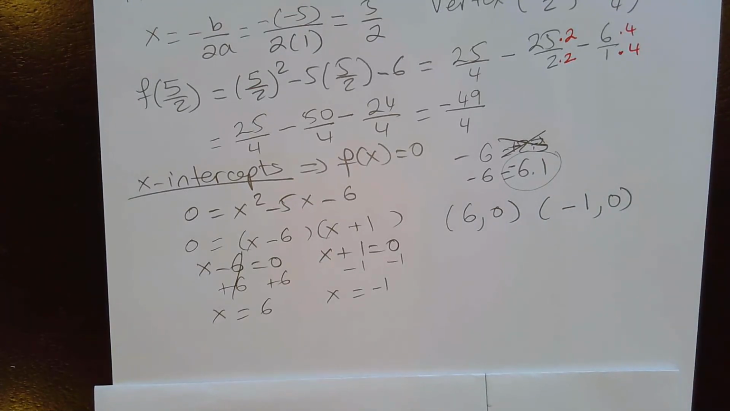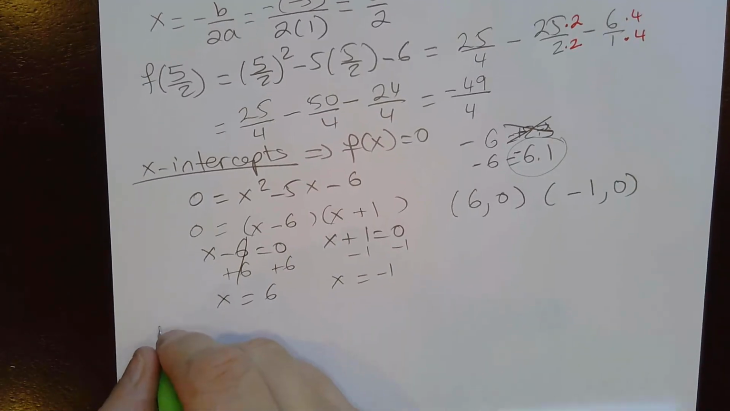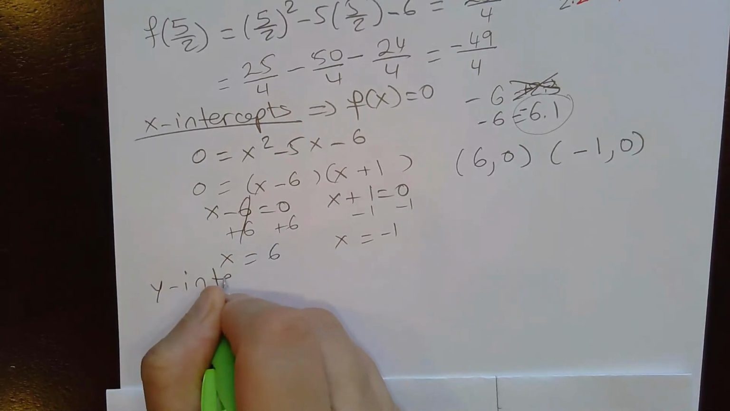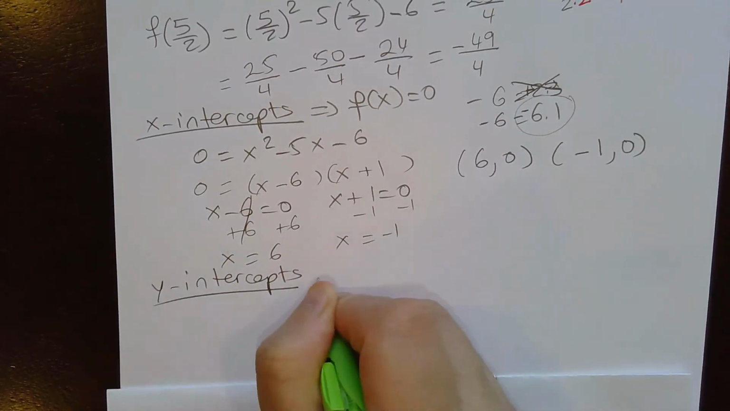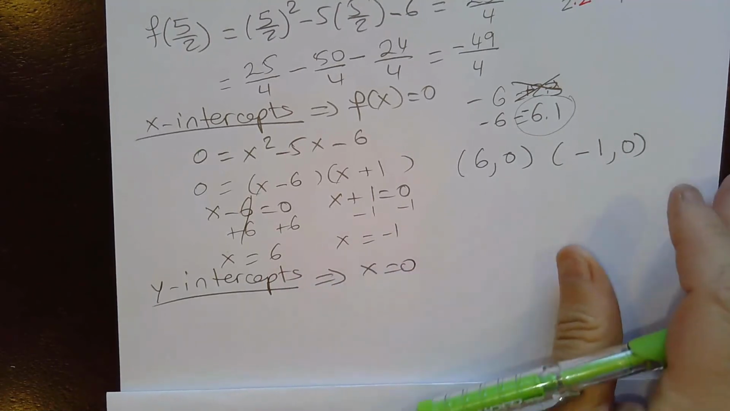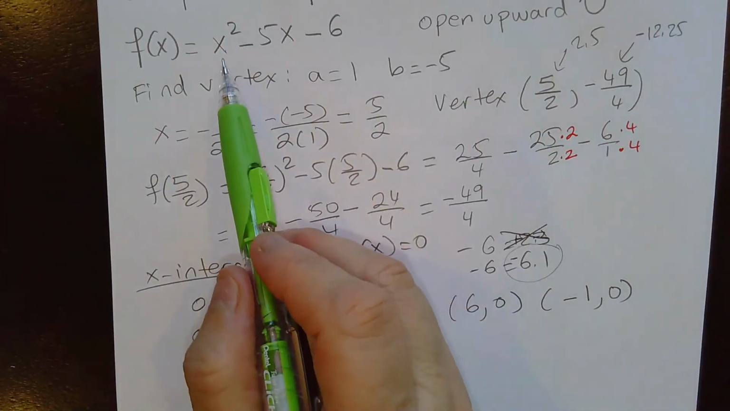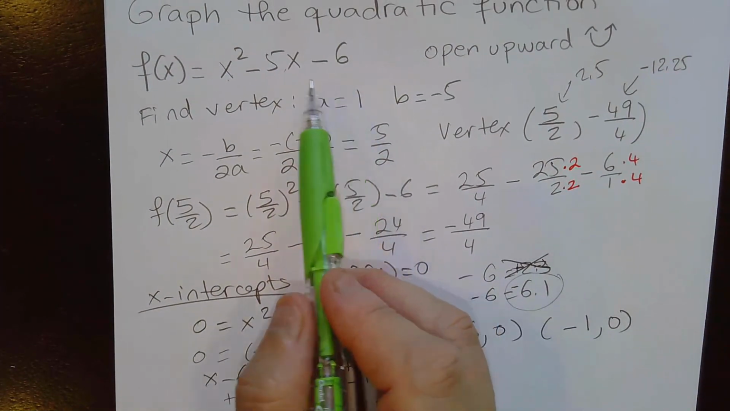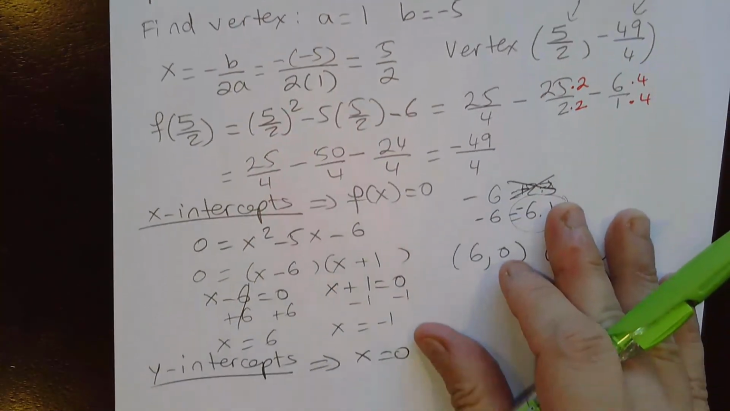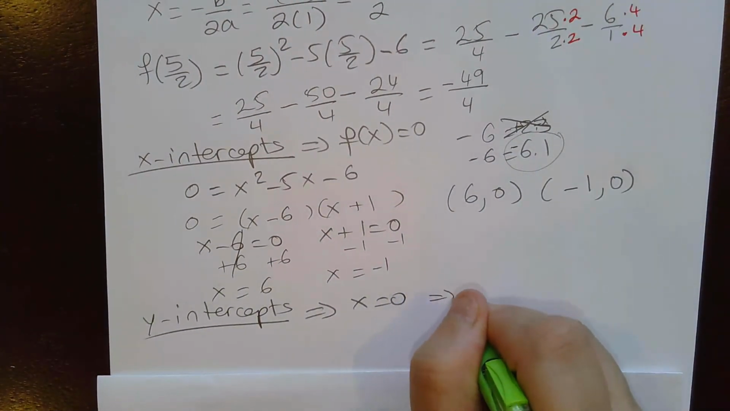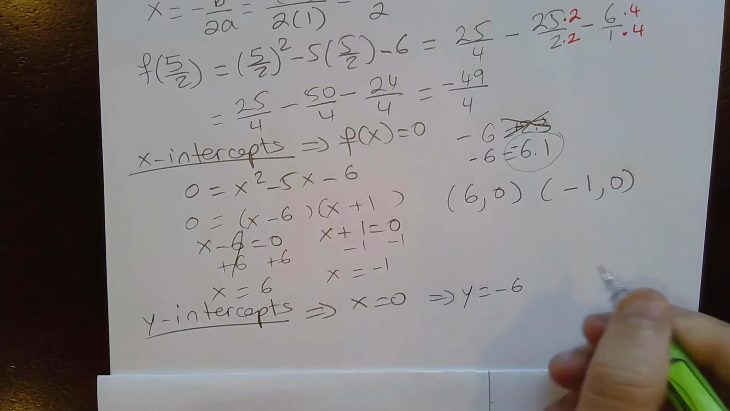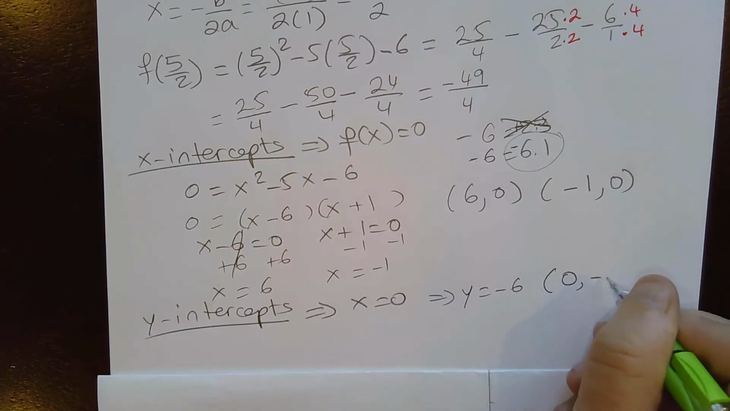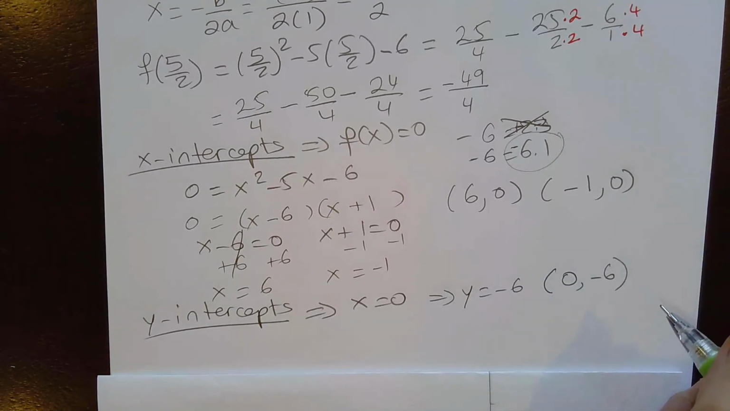Now let's go ahead and also find the y-intercept. To find the y-intercept, you set x equal to 0. So in our example here, when x is 0, the other terms cancel and what you're left with is negative 6. So when x is 0, f of x or y is equal to negative 6. So the y-intercept is (0, negative 6). Okay? So now we have the vertex, we have the x-intercepts, and we have the y-intercept.